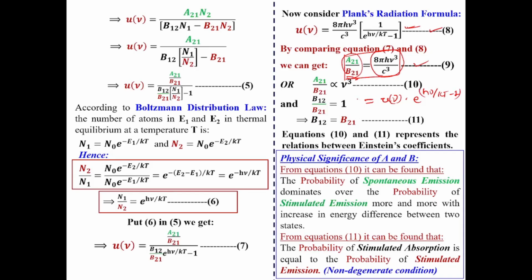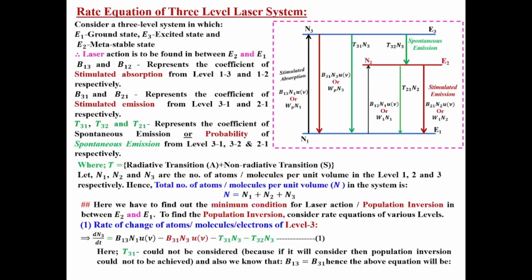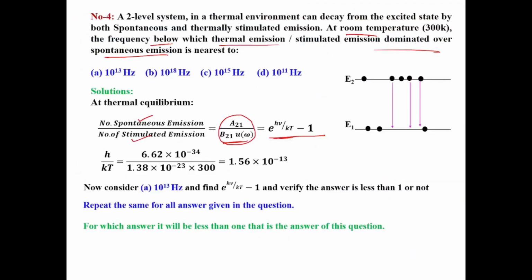Okay, so this is nothing but A21 by B21. That implies A21 by B21 times u mu, taking this to this side, u mu will be equal to this much only: 1 over e to the power h mu by kT minus 1. Same thing has been written over there: A21 by B21 u mu. This is u mu; you can also write u omega, no problem. u mu equals 1 over e to the power h mu by kT minus 1.